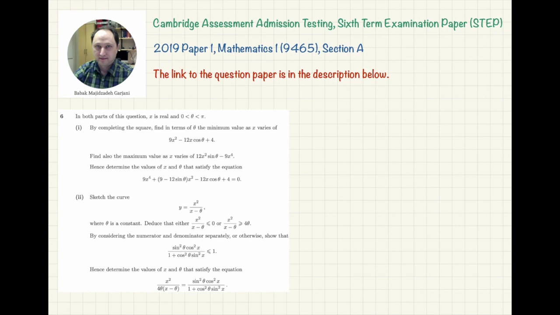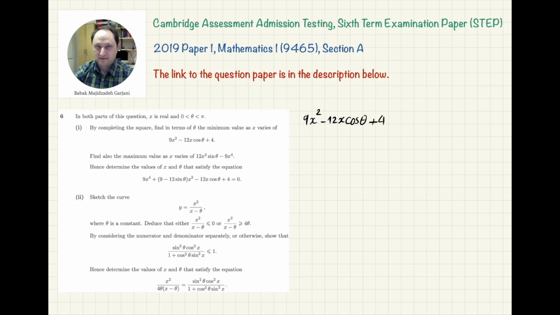In both parts of this question, x is real and theta is between 0 and pi, the first and the second quadrant. Part 1. By completing the square, find in terms of theta the minimum value as x varies of 9x squared minus 12x cosine theta plus 4. Okay? So this is my expression, 9x squared minus 12x cosine theta plus 4.